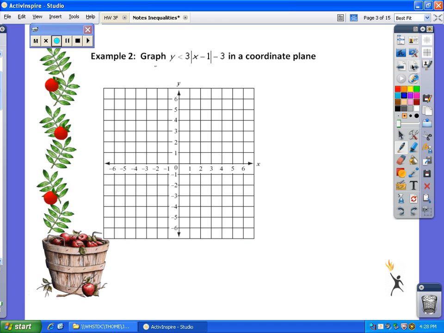Alright, let's look at another example. Here again, start off, first of all, we're going to graph it as if it was an equal to. So my vertex is going to be 1, -3. And my slope is 3. Alright, so let's graph that. So 1, -3. And my slope is 3. So up 3 over 1. And you got to keep going until you can't go any more on your graph.